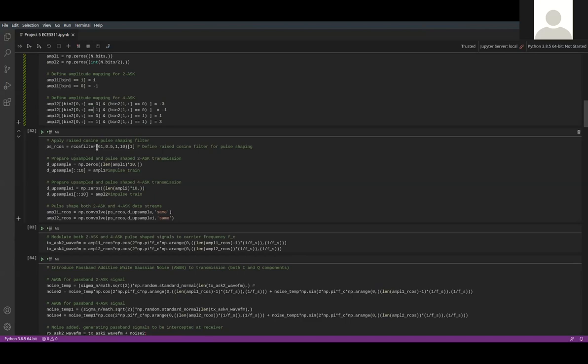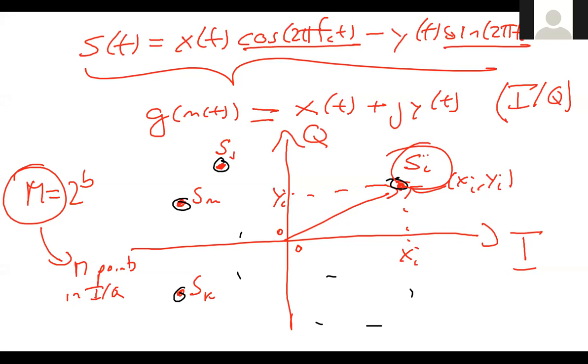So we create a raised cosine pulse. We zero pad, we have to, right? So we had to upsample because the raised cosine pulse is an upsampled filter of 10, right? So how does that work? I'm just going to digress a little bit because that's what I do. This is what I mean. So remember, if we have samples, so let's say that's my 2-ASK, and we have this, boop, boop, boop, boop. What we need to do is upsample, in this case by putting 9 zeros.